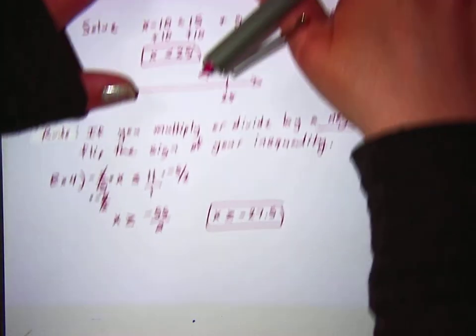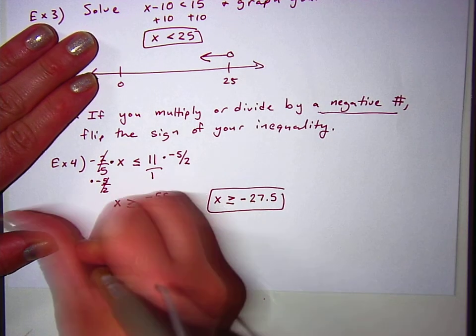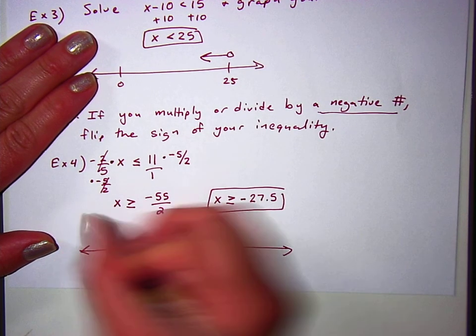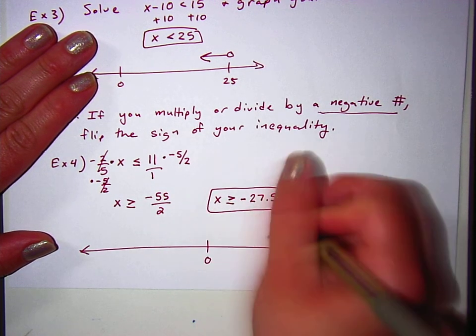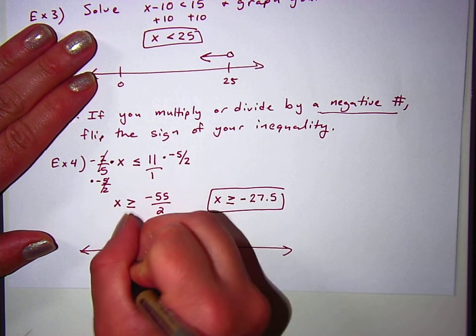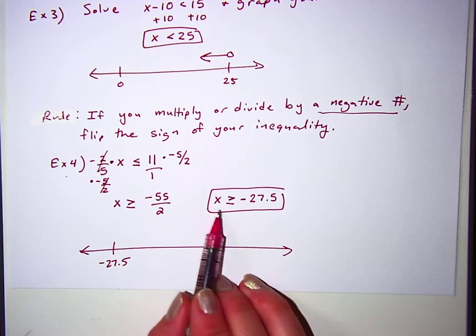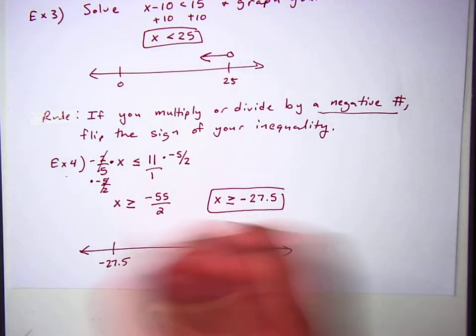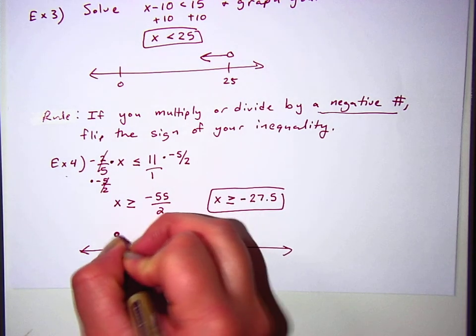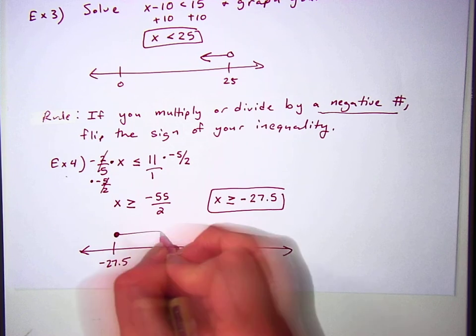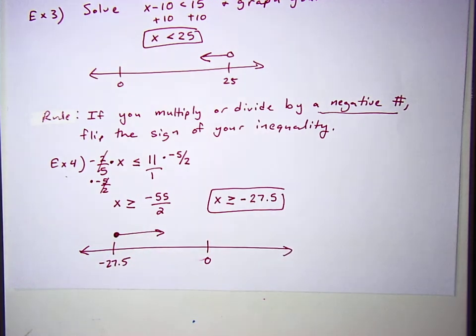And then I'm going to put it on a number line really quick because I can. Here's 0. This is about negative 27 and a half. Exactly, that's exactly where that should go. And it's a greater than or equal to this time. So the equals to means that I'm going to fill it in. And the greater than part means I'm going to draw the arrow going to the right.